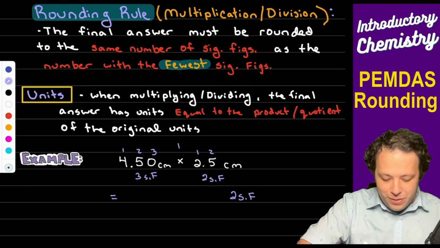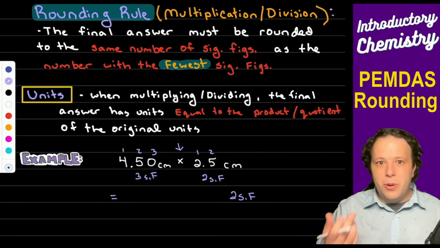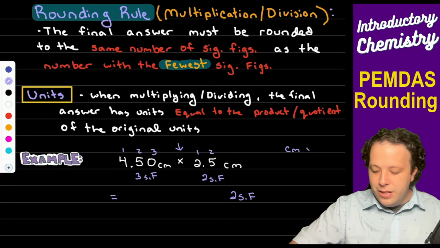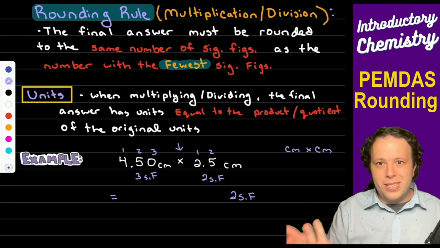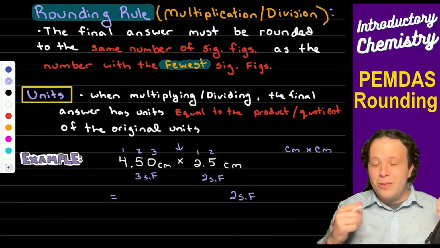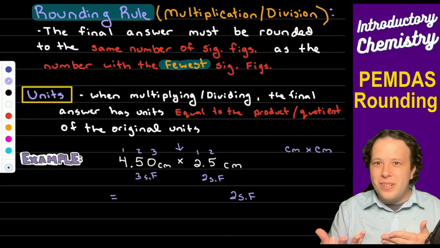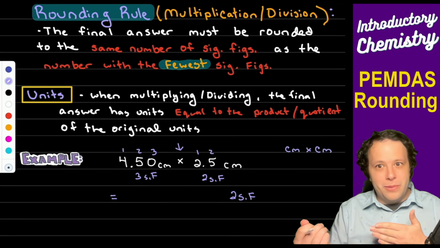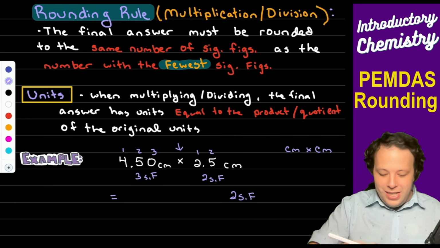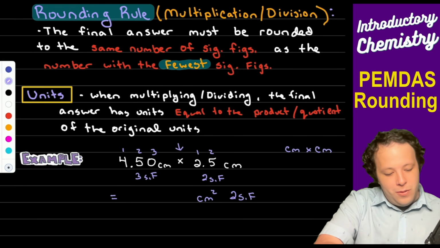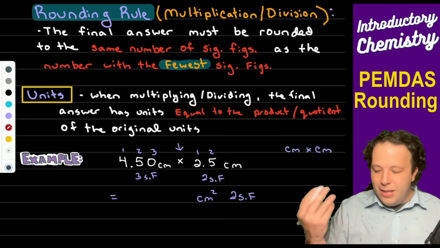So with this one down here, we're multiplying these, so we're taking the product. If I have centimeter times centimeter, what's going to be my product? Well, think of if you're measuring a room or an apartment, it's always reported in square feet or things like that. Well, this time centimeter times centimeter is square centimeter. So this would be centimeters squared as our units, and then we'll carry this out.